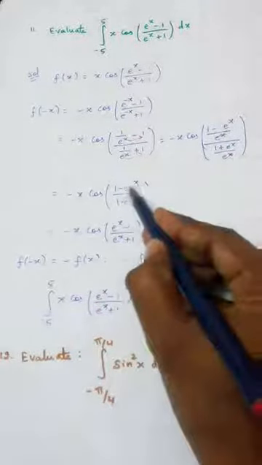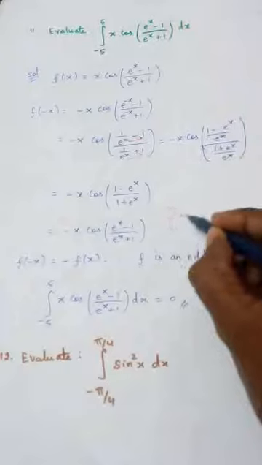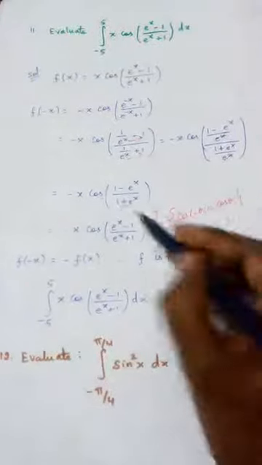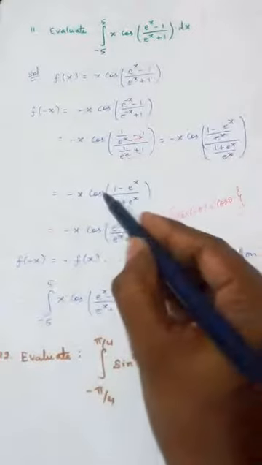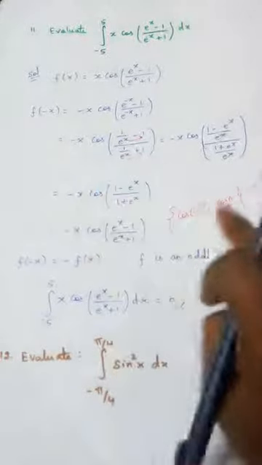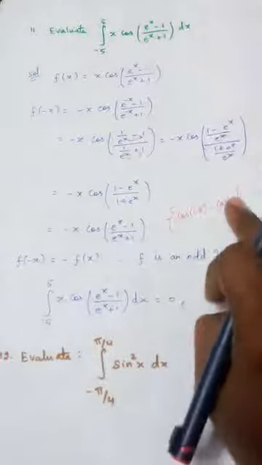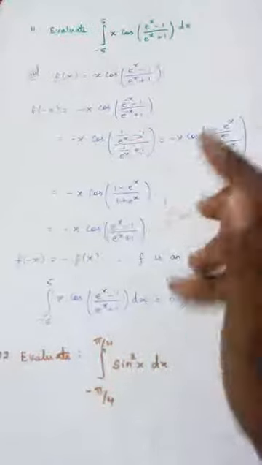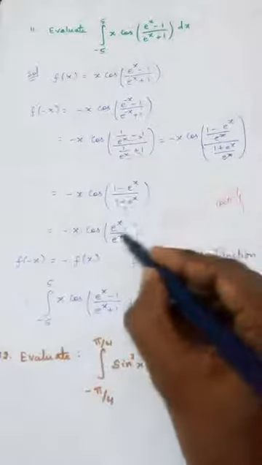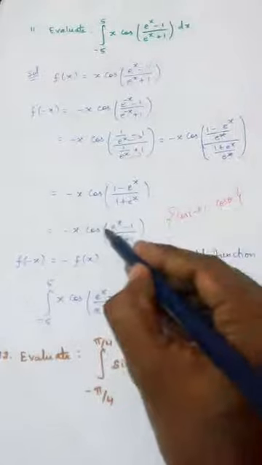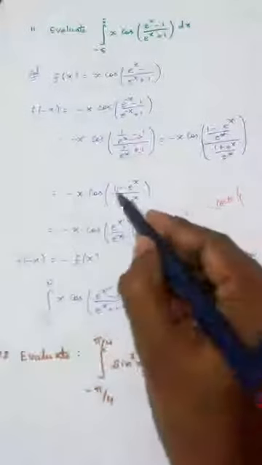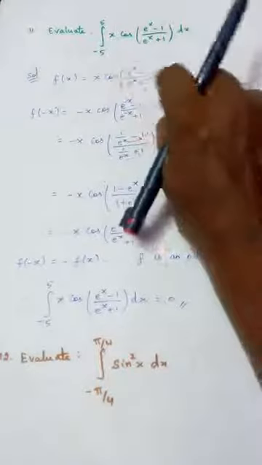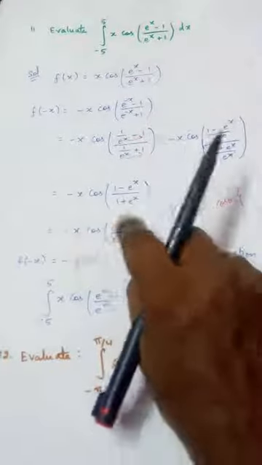Now I am interchanging these two because I know very well cos of minus theta and cos theta are both equal. So since cos is present, even if it is minus, there is no change in the final result, because cos of minus theta and cos theta are equal. So I can interchange these two terms. The e power x will come with a minus, but there is no effect.